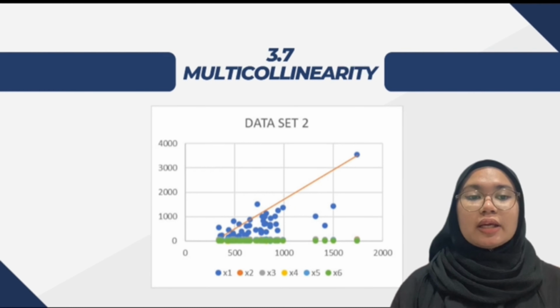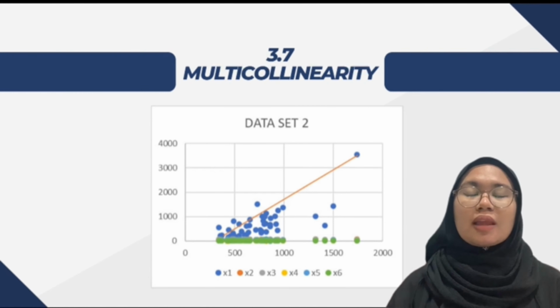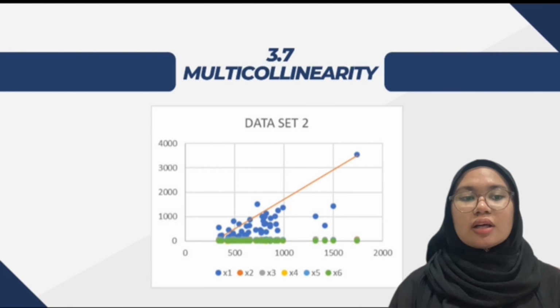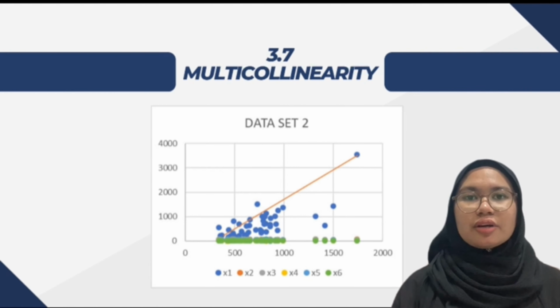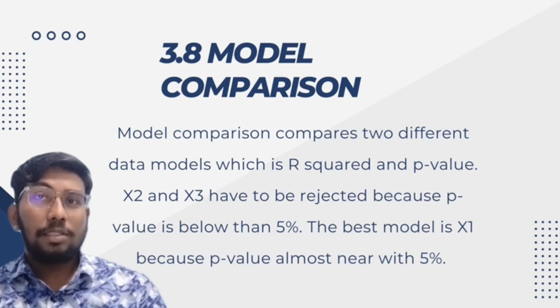In the table, it shows that the VIF for x1 and x2 is the highest, and for x3, x4, x5, and x6 it is the lowest. The higher the value of VIF is, the higher the collinearity. X2 and X3 have to be rejected because the p-value is below 5%. The best model is X1 because its p-value is near 5%, which is 4.4%.